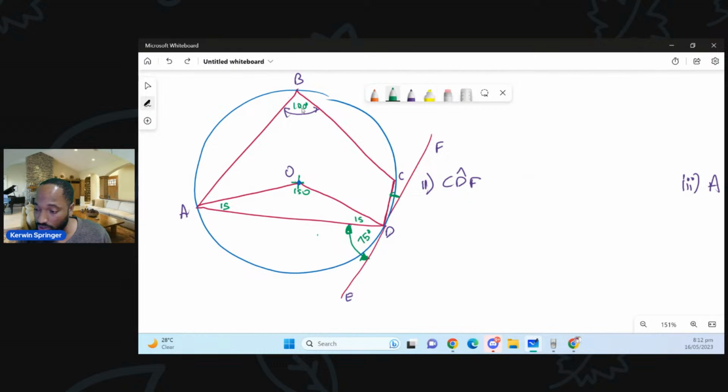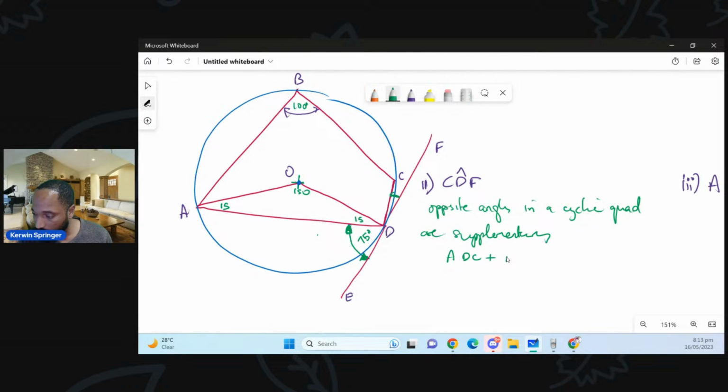Yes, and we know about cyclic quadrilaterals. The opposite angles, I should say, in a cyclic quadrilateral are supplementary, which means they add up to 180 degrees. So ABC plus ADC must be equal to 180 degrees. Well, ABC is 100, so ADC is 180 degrees minus 100, which is 80 degrees. So this whole thing is 80 degrees.